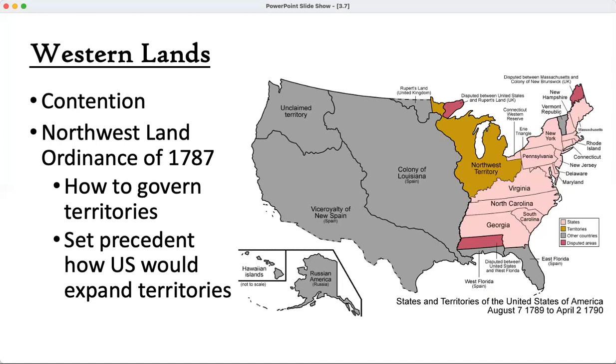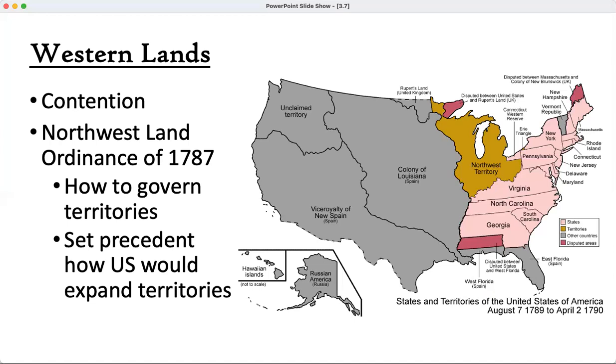So how do we govern territories? Well, Congress will appoint a governor of a territory. And once you have 60,000 people in your territory, you can apply to be a state. No slavery was going to be allowed in the Northwest Territory. Now, this is really interesting because it's Jefferson, a slave owner, and we'll get to Sally Hemings and the whole Jefferson slavery debacle. Jefferson is the one designing these laws, and he will not allow slavery to be part of these laws.